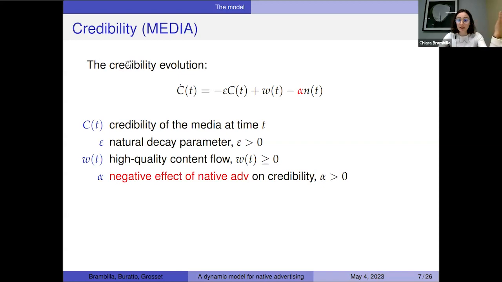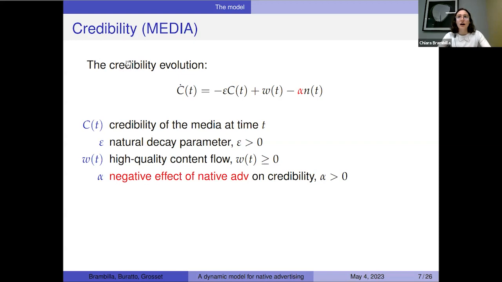So also for the credibility at time T of the media outlet, C of T, we have that it is subject to a natural decay, if not well sustained, with a decay parameter epsilon. But of course, the credibility can be sustained by the investment of the media outlet in publishing high quality content W. So W is going to be a control of the media in the game. Moreover, in the credibility evolution, we consider also this negative effect due to native advertising. And we can see here that there is this negative effect parameter alpha, which is a positive parameter, that is going to be a very important parameter for the analysis.